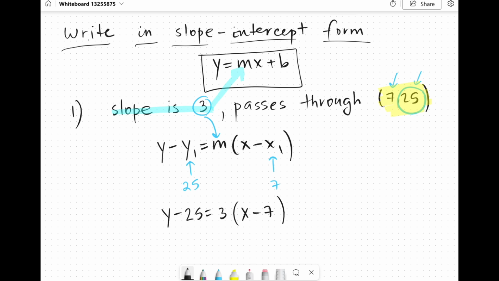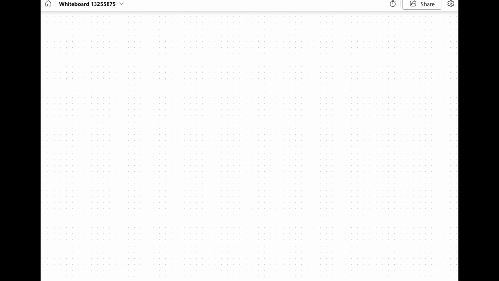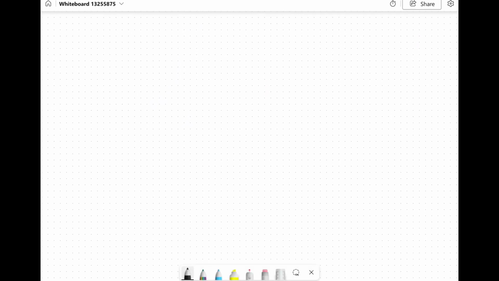You would be done if you were asked for point slope. You were not. You were asked for slope-intercept, so I will first distribute the 3. That gives me y minus 25 equals 3x minus 21. And then I will go ahead and add the 25 so that my y is by itself, because in slope-intercept form right here, y is by itself. So once your 25 goes to the right, you are left with y equals 3x plus 4, and now you're done. The next question will still ask you to write in slope-intercept form, but it will give you different information.